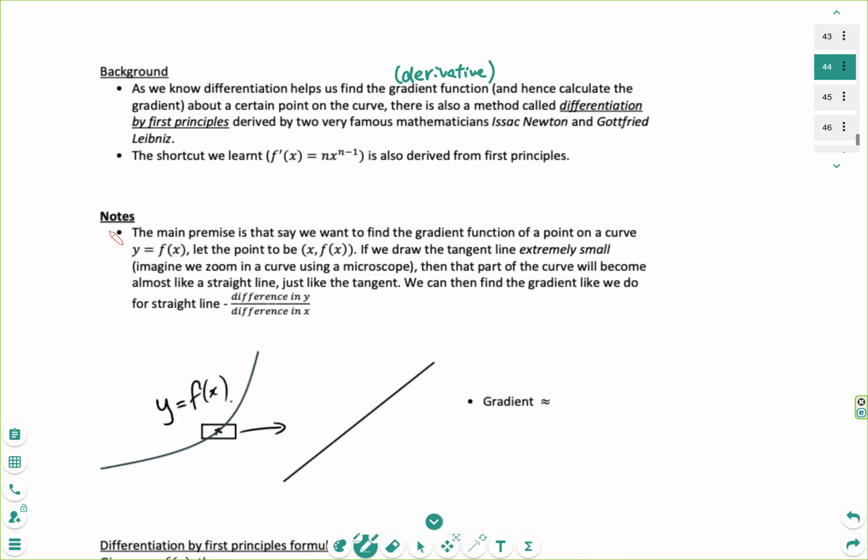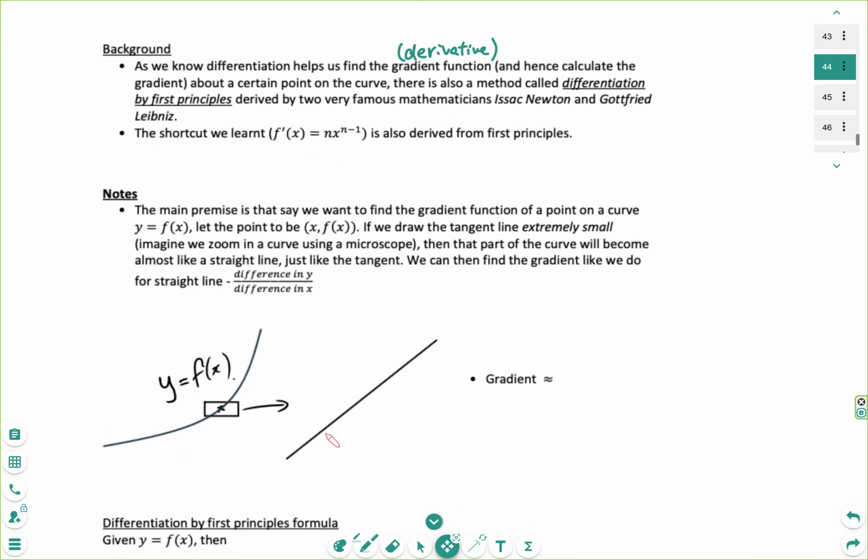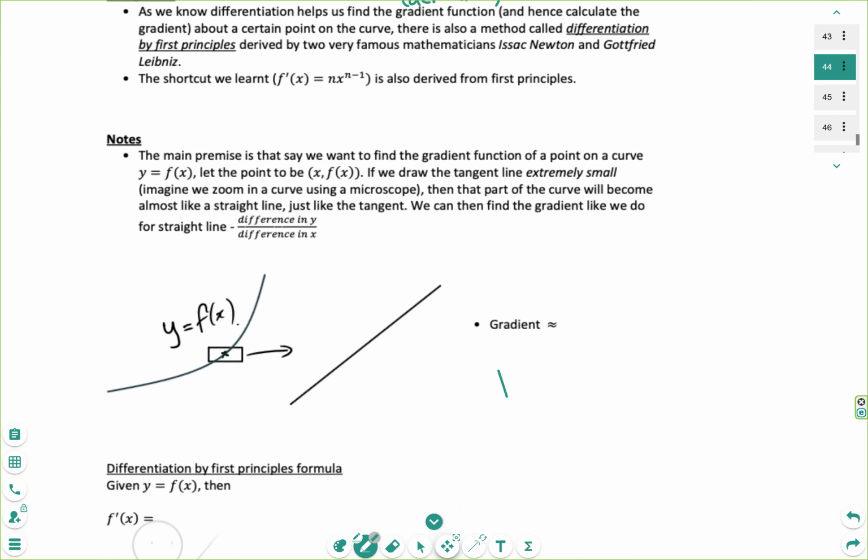So here's the theory part. The main premise of first principle is, say we want to find a gradient function or derivative at a point on a curve, y equals f of x, and let this point be x, f of x. What I'm trying to show you is that's a curve, like a hairline, but actually that's a curve, and we want to find the gradient at this point. So we want to find the tangent at this point.